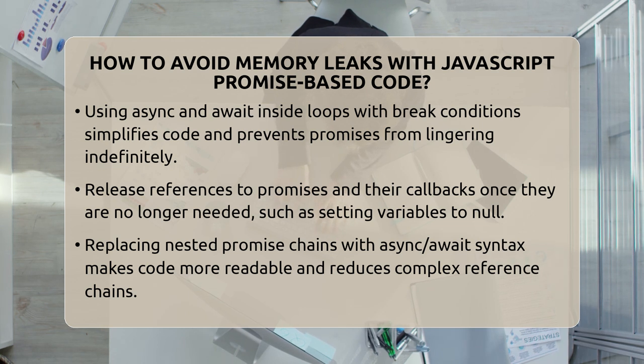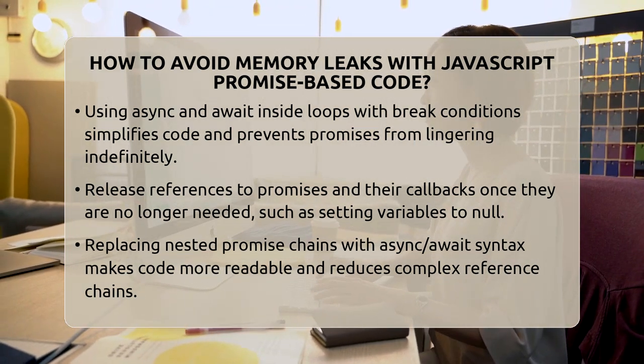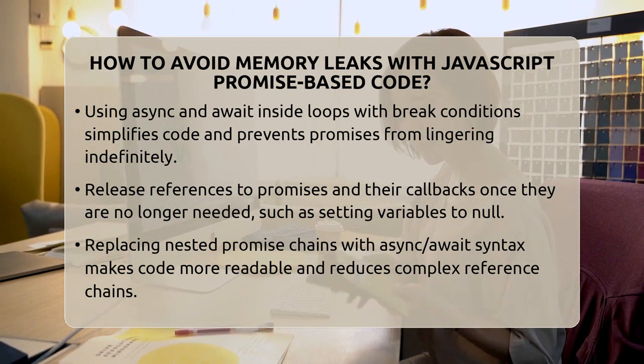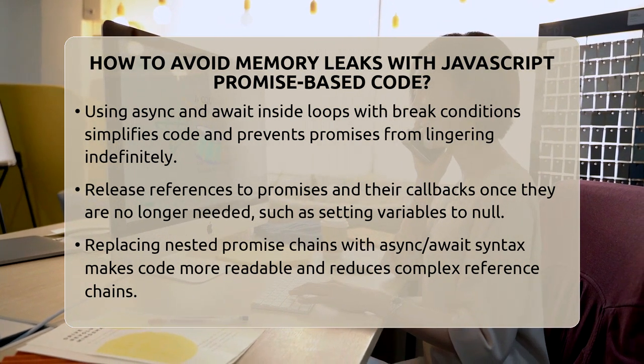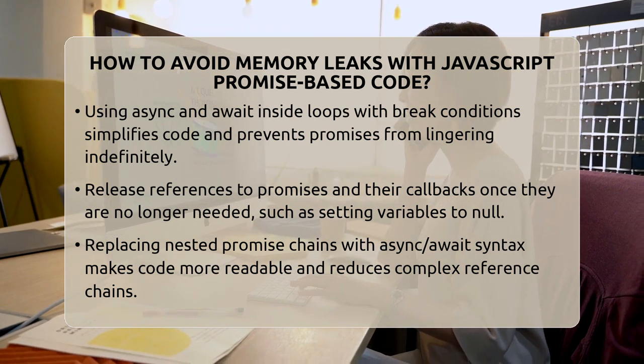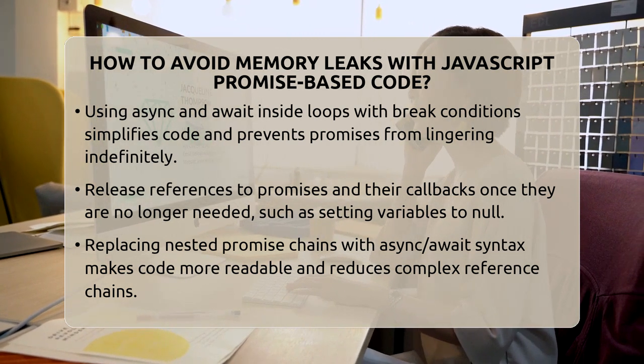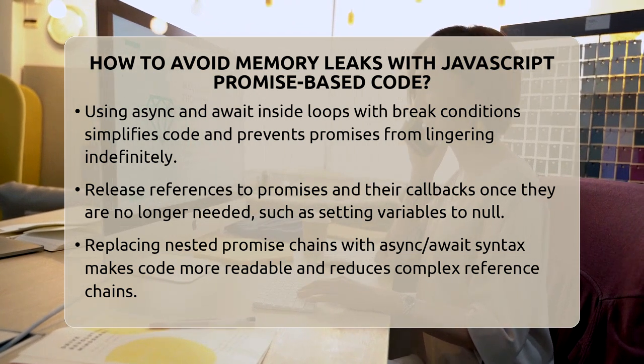Next, always release references to promises and their callbacks once they are no longer needed. If you store a promise in a variable, set that variable to null after you're done with it. This allows the garbage collector to free up memory. Holding onto promise references longer than necessary is a common cause of leaks.